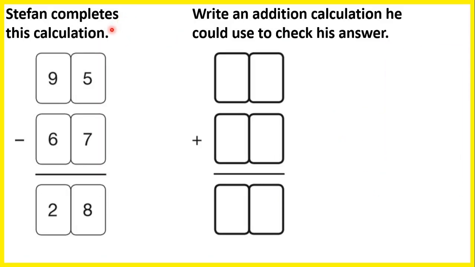Stefan completes this calculation. 95 minus 67 equals 28. Write an addition calculation he could use to check his answer. Well, subtraction problems can be read backwards as addition problems. So if we add 28 and 67, we should get 95. And of course, with addition, we can add in any order, so we could also have 67 plus 28.